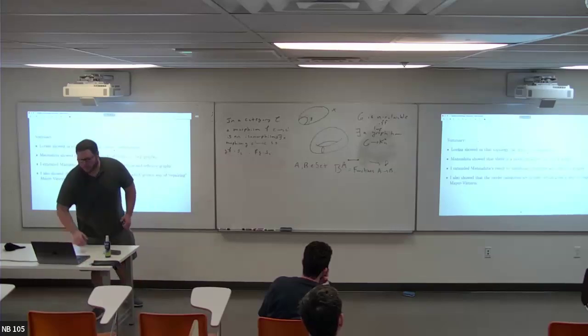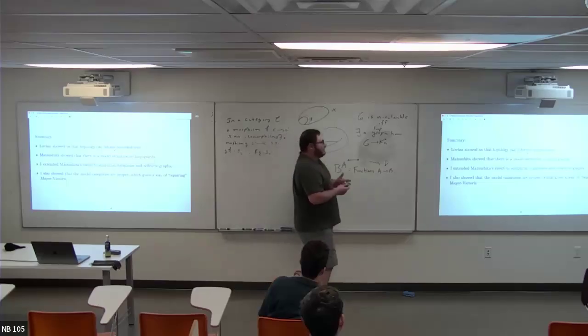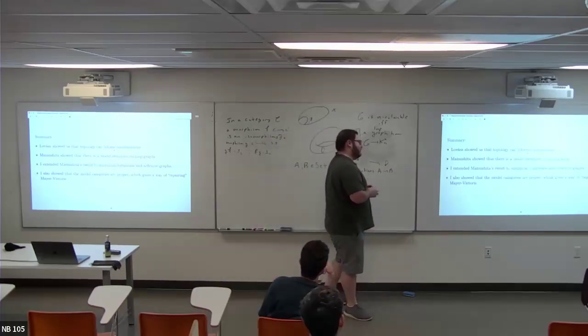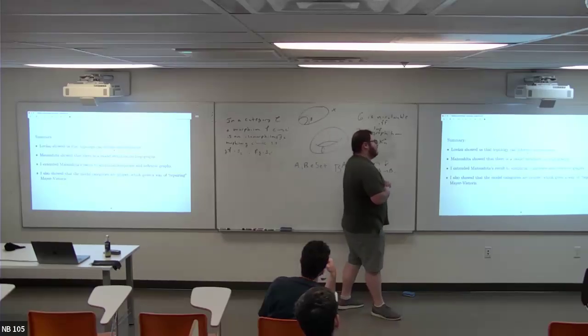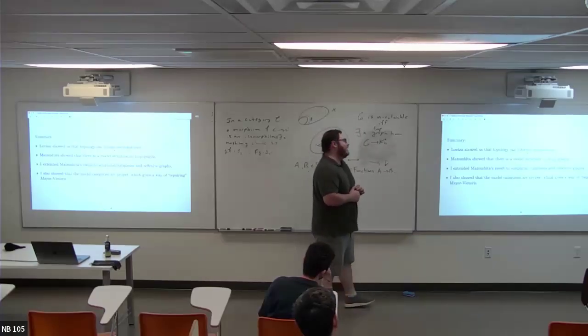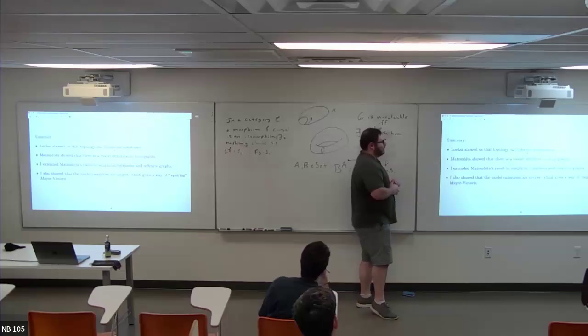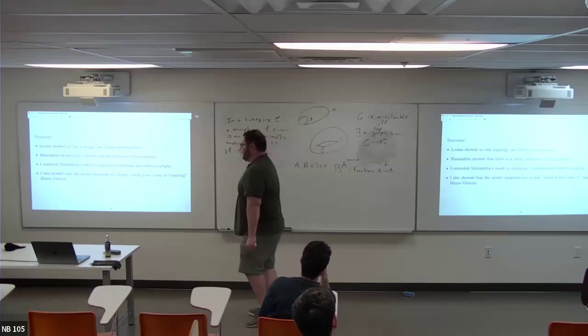So that's the main part of the theorem. So in summary, Lovász showed us that topology can inform combinatorics. Matsushita showed there's a model structure on loop graphs. I extended his construction to simplicial complexes and reflexive graphs. And I also showed that the model categories are proper, which gives us a way of repairing Mayer-Vietoris for graphs.